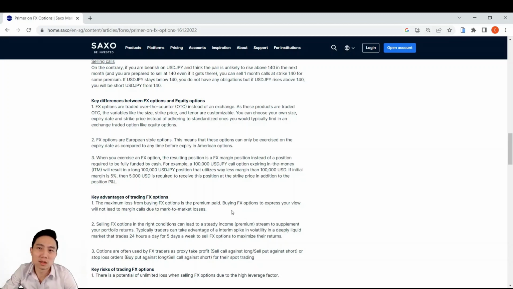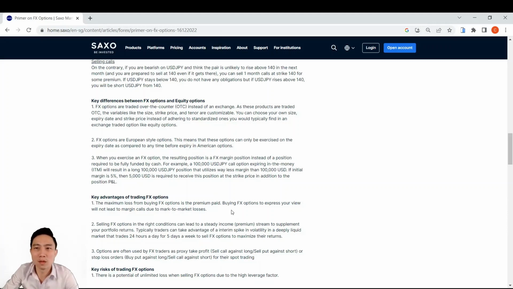FX options are also European style options. This means that options can only be exercised on the expiry date, as compared to any time before expiry in most US equity options, which are of the American style. And thirdly, when you exercise an FX option, the resulting position is an FX margin position instead of a position required to be fully funded by cash.